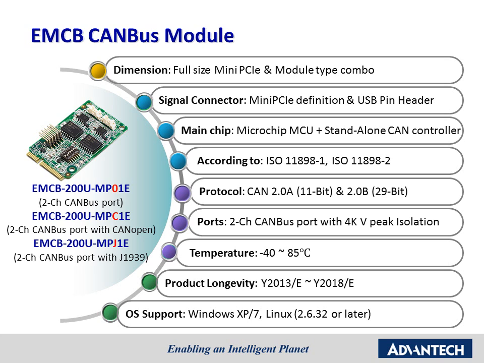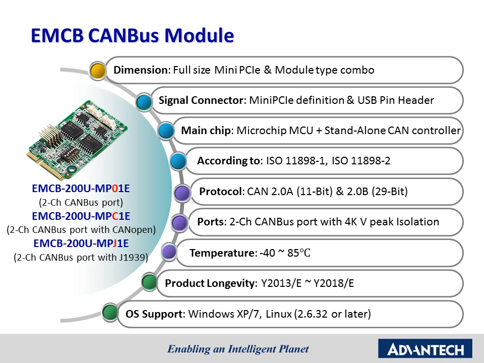This is the EMCB CANbus module. It is available in three different versions. The EMCB-200U-MP01E is the module only. The EMCB-200U-MPC1E is the module with CANopen support. The EMCB-200U-MPJ1E is the module with J1939 support.